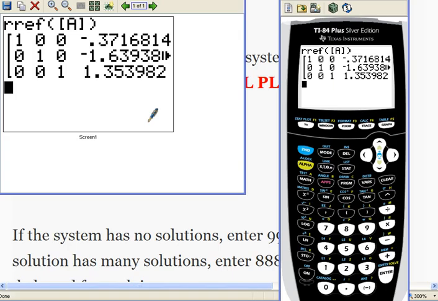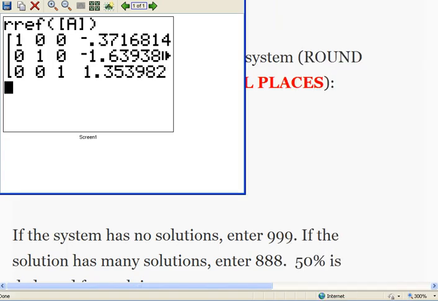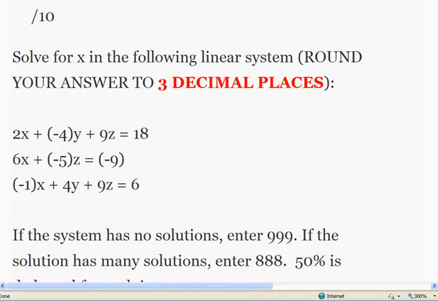Make sense? Okay, and if we look at the specific instructions for this one, it's looking for x. Is that what it wanted? Okay, so we would have just put in that answer.